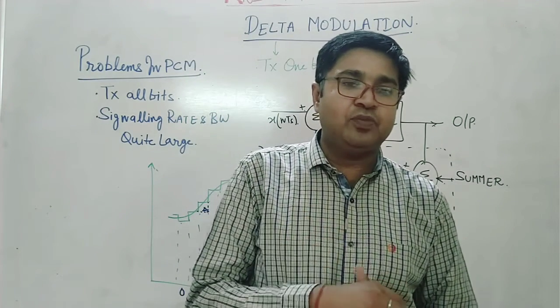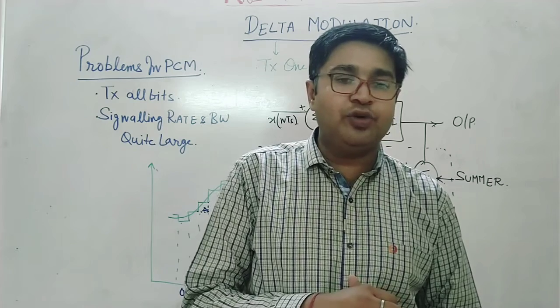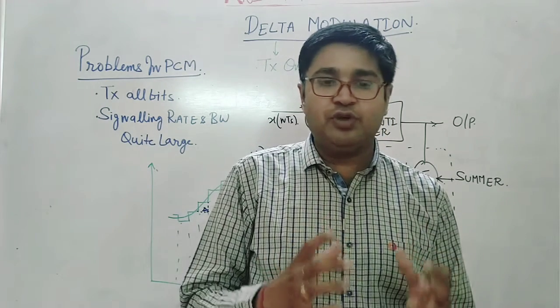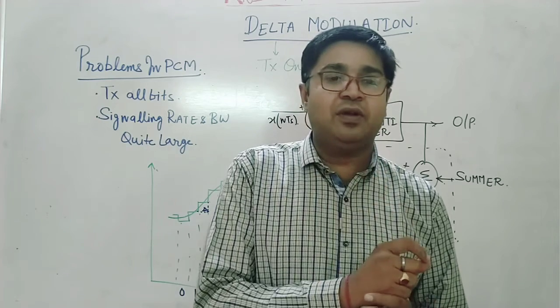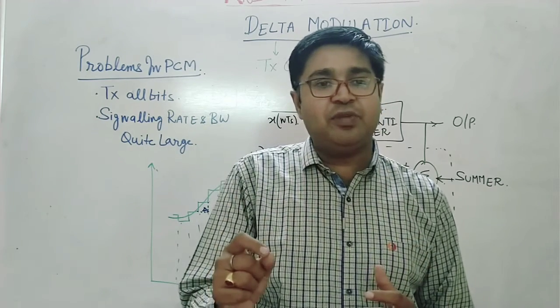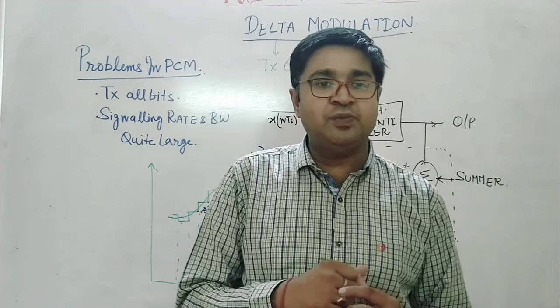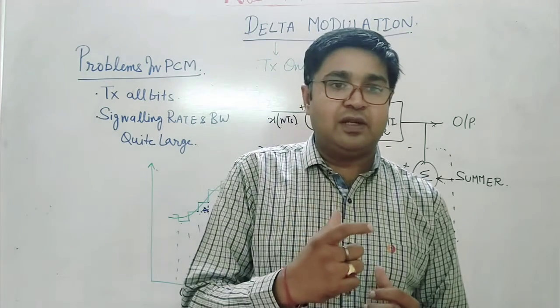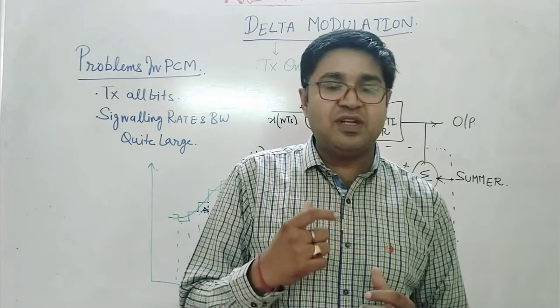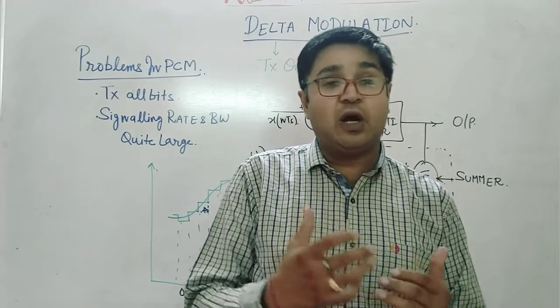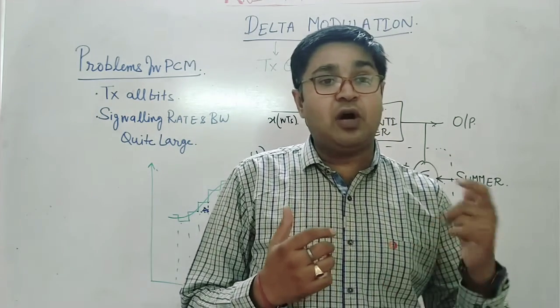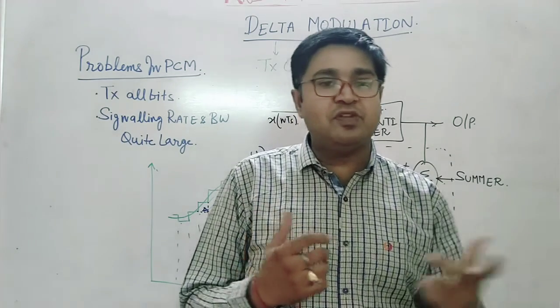In delta modulation, we are introducing a new technique where we take one bit per sample, and that particular bit will be transmitted to the channel. Now whenever we are transmitting this particular bit, how are you going to transmit it, and how are you going to understand how that bit is different from the previous bit?